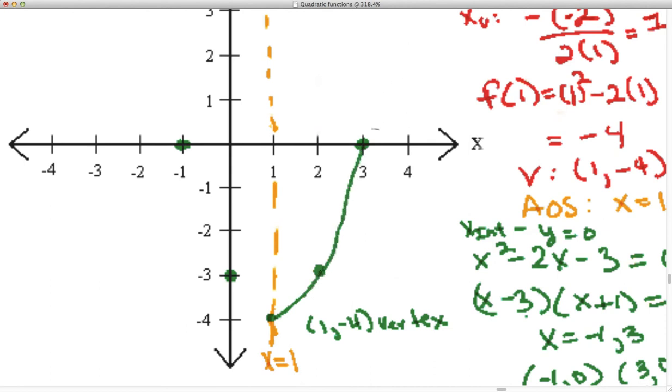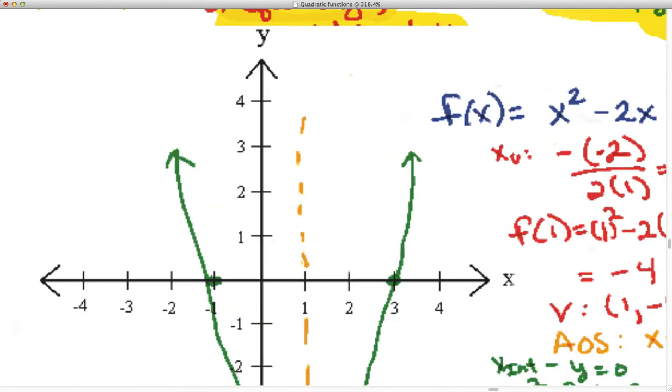Hopefully you can do that in somewhat a straight fashion. Okay, and that would be your function drawn out.